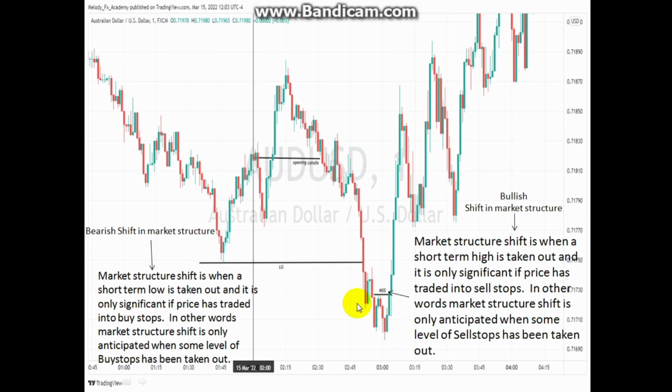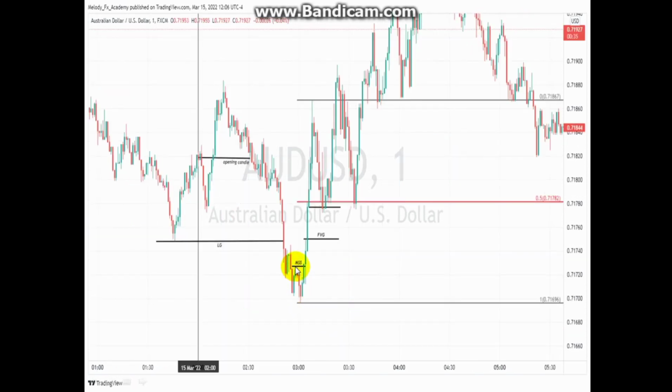So now let's go down further. This is where we got our market structure shift. Price shifted here, traded up and started retracing downwards. I took out my fib, measured it upwards, and yeah, there's a fair value gap.